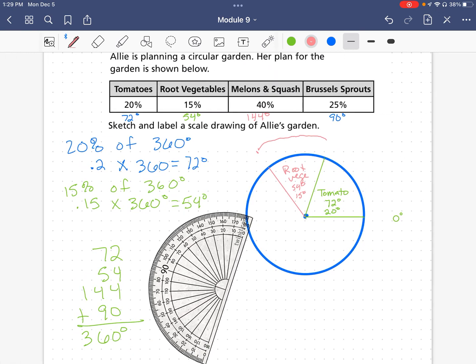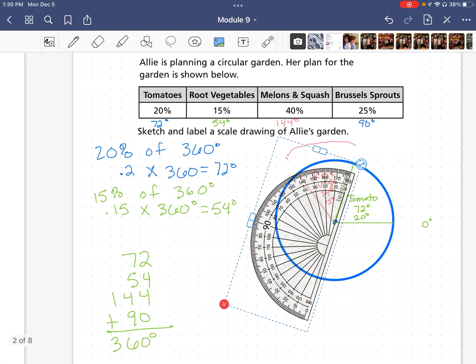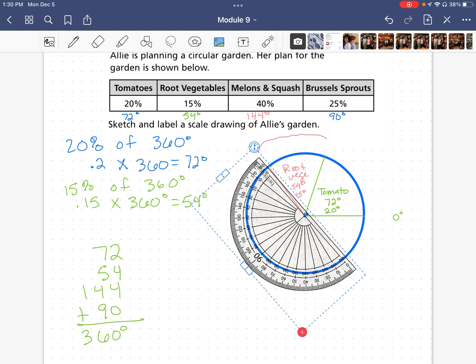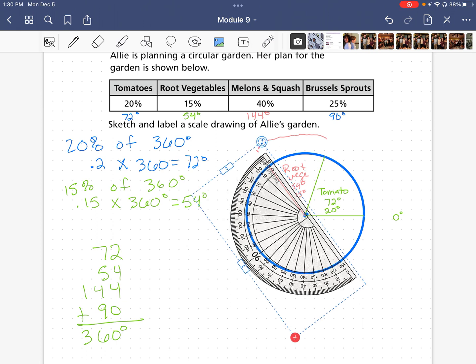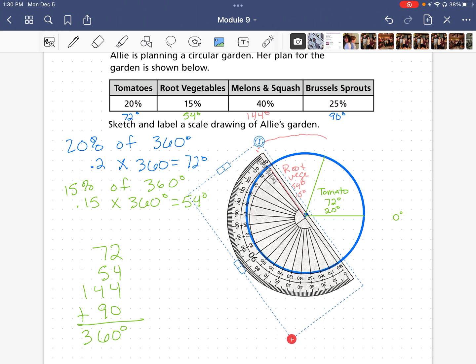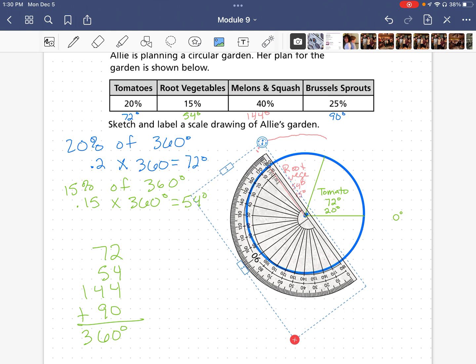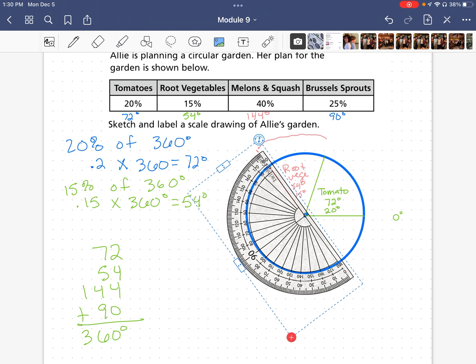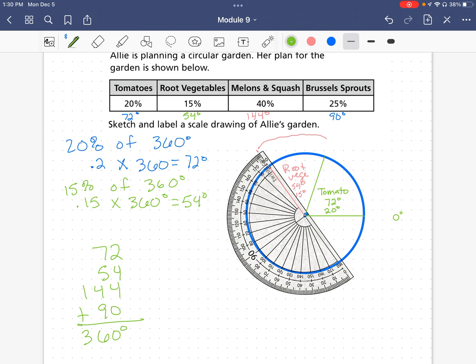Okay, I'm going to do the same thing for 144, but now again I need to line up my corner here, and then I need that to line up with my pink line so that I can get the most accurate reading that I can. So lining up the center, lining up on my pink line there. There we go. All right, now I need to go to 144.